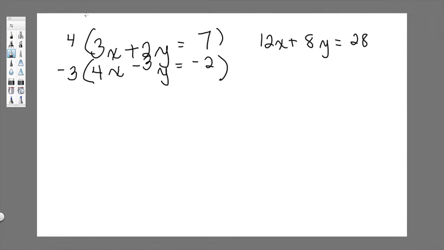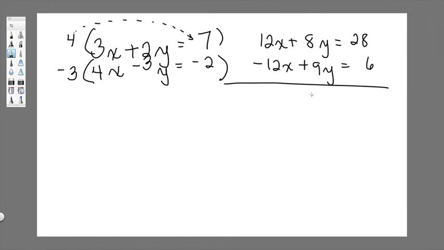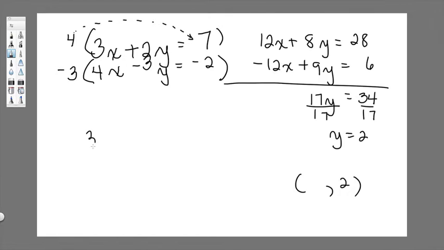In doing this, after all these years of teaching math, I know that the biggest mistake is people forget to multiply the other side by 4. So negative 3 times 4x gives me negative 12x. Negative 3 times negative 3y gives me positive 9y. Negative 3 times negative 2 gives me positive 6. So let's go ahead and add these up. I get 17y equals 34. Divide both sides by 17, so y is equal to 2. So in my answer, y is equal to 2. Let's put it back in the top one. 2 times 2 equals 7.